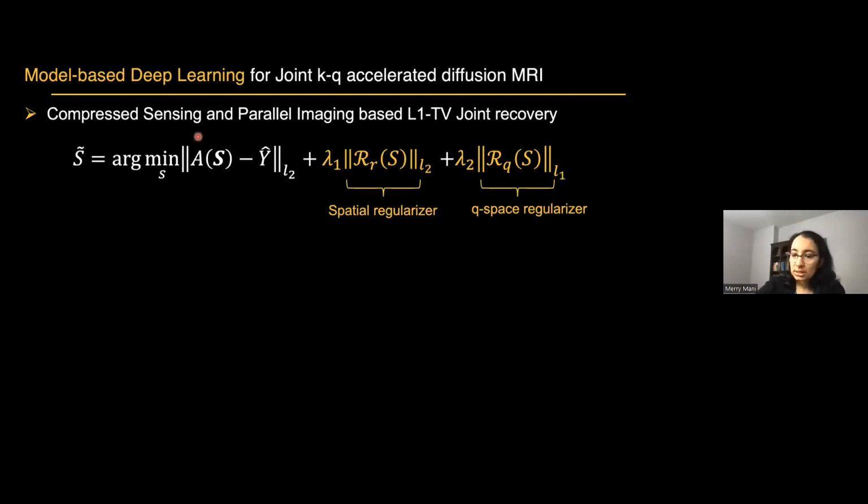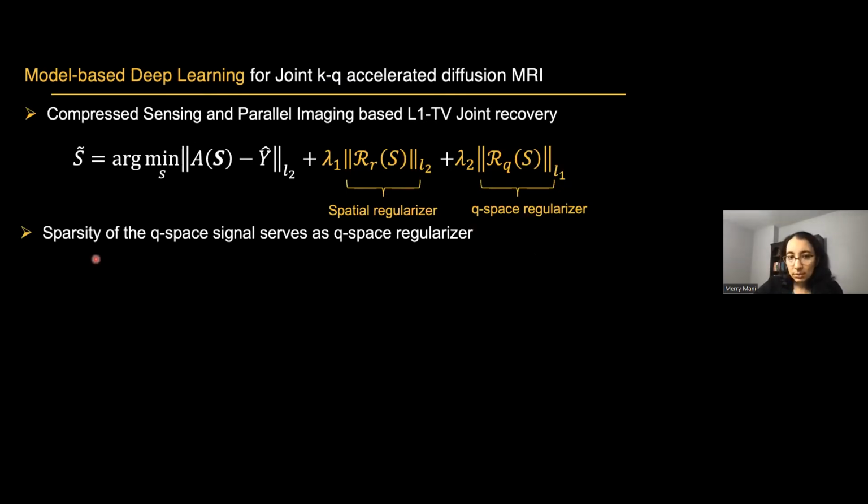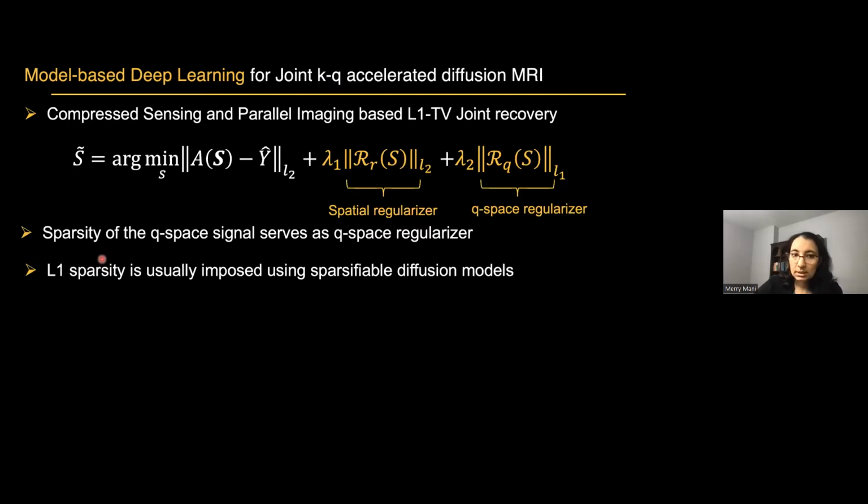In the compressed sensing setting, the Q-space regularizer is going to make use of the sparsity prior of the diffusion signal. And although the sparsity prior can be imposed on the transform domain of the diffusion signal, it is also possible to make use of sparse diffusion models directly in this formulation. The advantage of such a setting is that in that case we are directly reconstructing the features of interest.